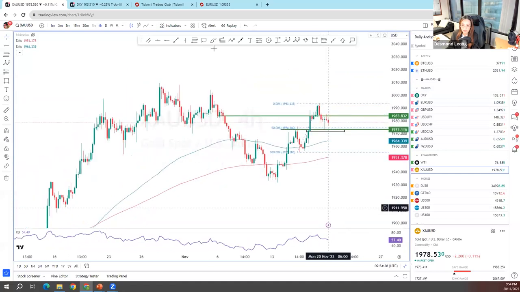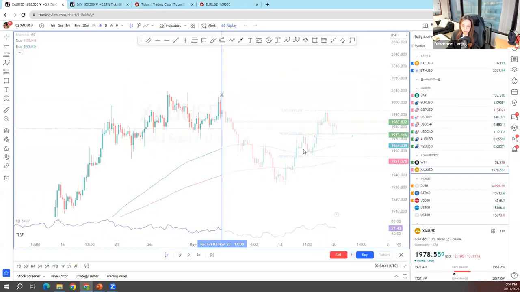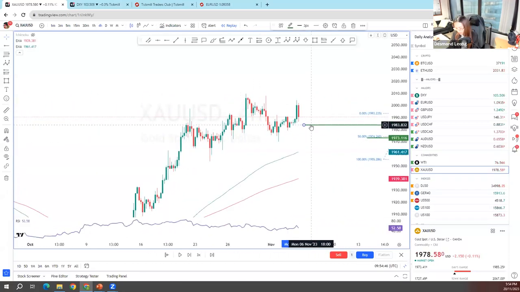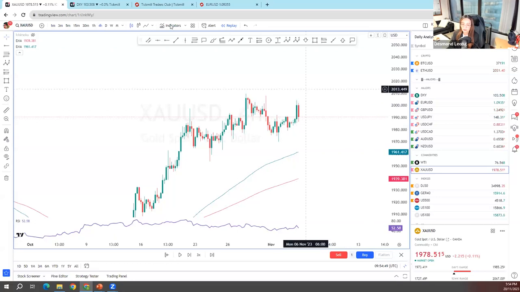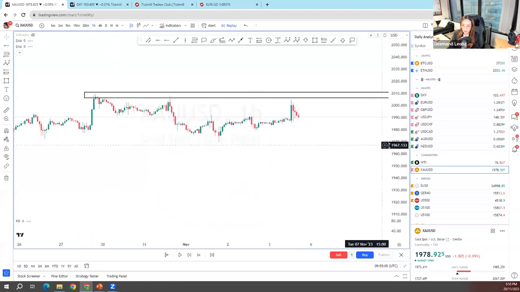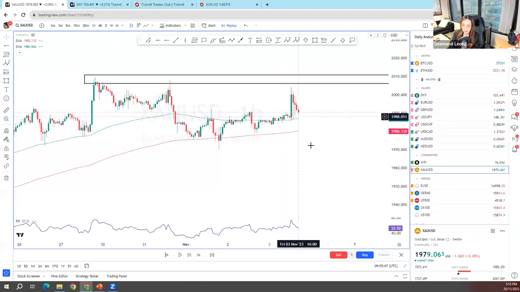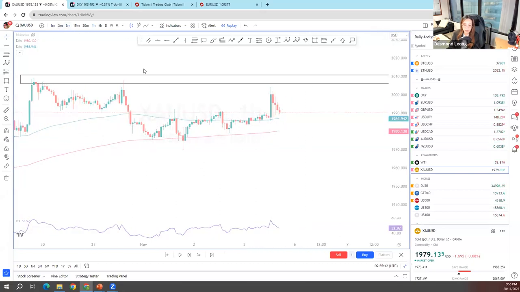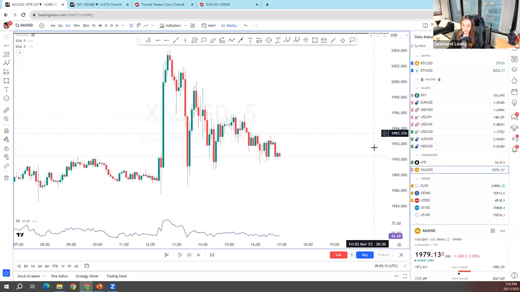For example, if I find an entry, let's say here. We know that price is at a resistance level somewhere around here. In H1, what we can see is still bearish, right? In this case, you can go to M5 to get the entry.